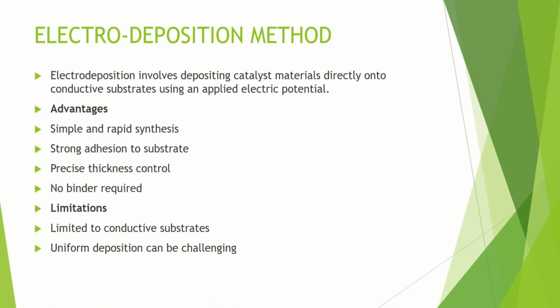Electrodeposition. It is different because you are not making a powder in a beaker. You are depositing the catalyst directly on a conductive surface using electricity. Think of it like electroplating. You apply a voltage and the catalyst material grows right on your electrode.